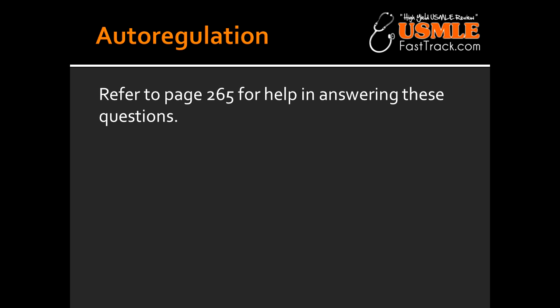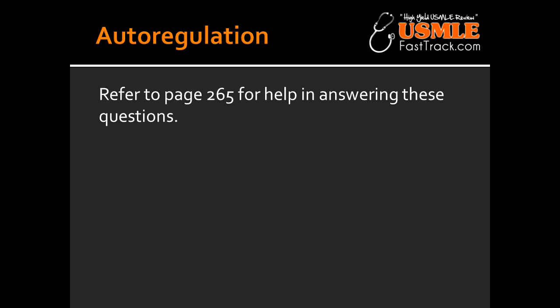Autoregulation. What is autoregulation? Autoregulation is how blood flow to an organ remains constant over a wide range of perfusion pressures. What are some of the factors determining autoregulation of the heart? The factors determining the autoregulation of the heart include local metabolites, which are the vasodilatory metabolites such as carbon dioxide, adenosine, and nitric oxide.